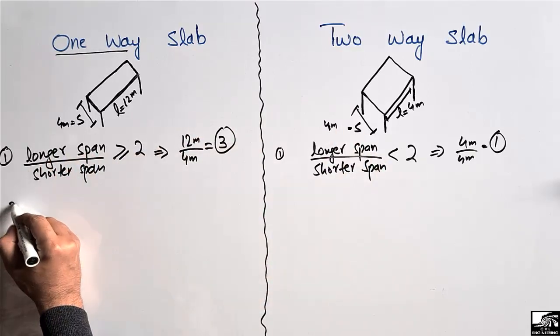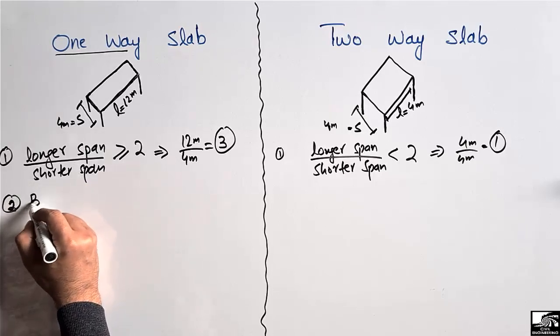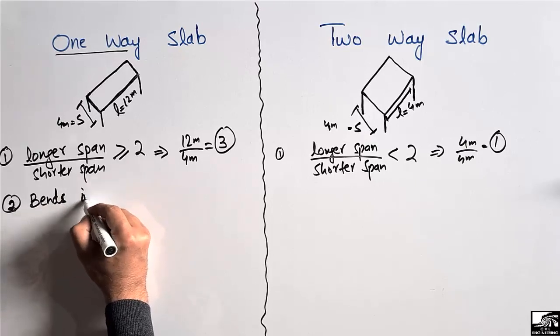So the second difference is that this type of slab, the one-way slab, bends in the shorter direction.